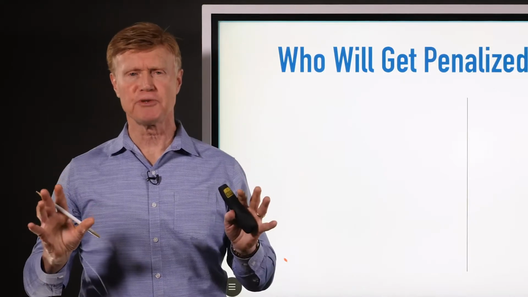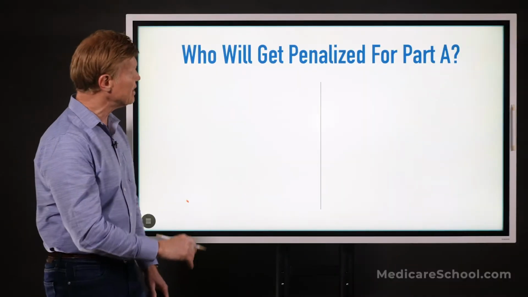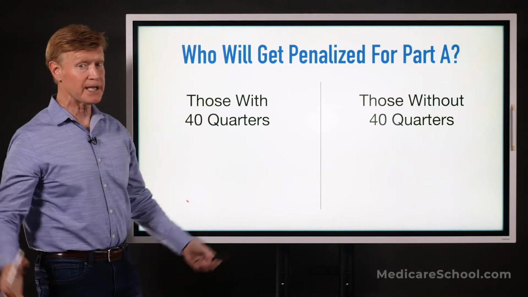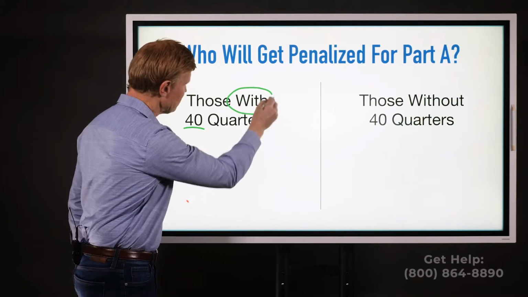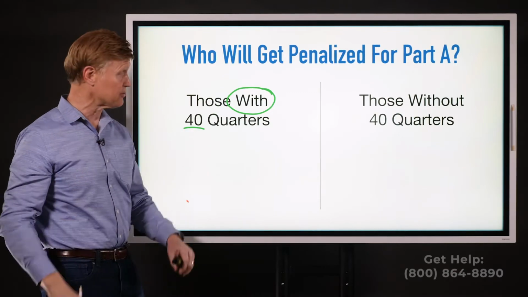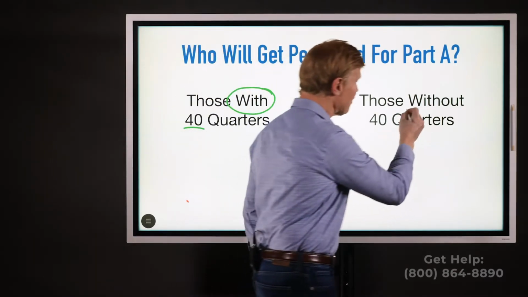Now, there are two groups of people as we look at the penalties that are associated with Part A. So the question is, who will get penalized for Part A? Two groups are those who have 40 quarters paid into the Medicare/Social Security system and those without 40 quarters.